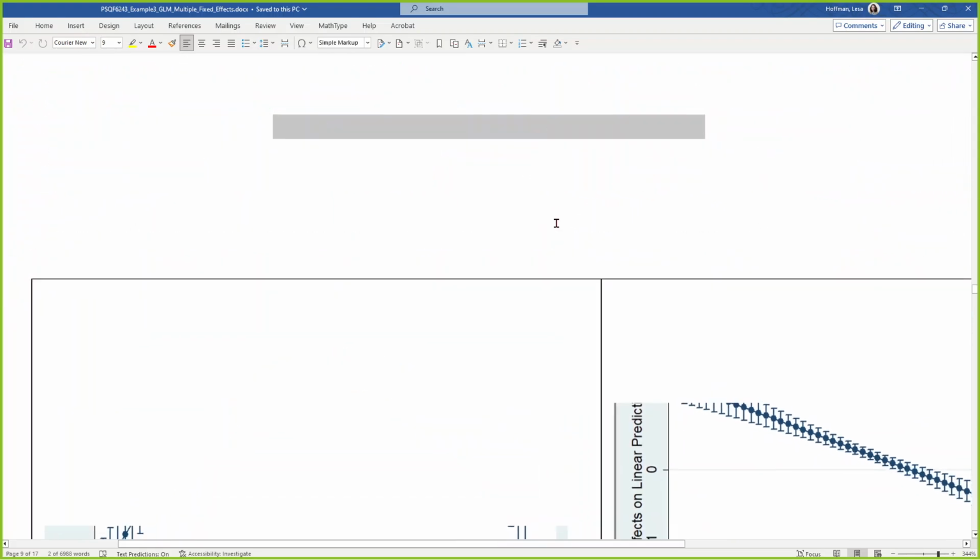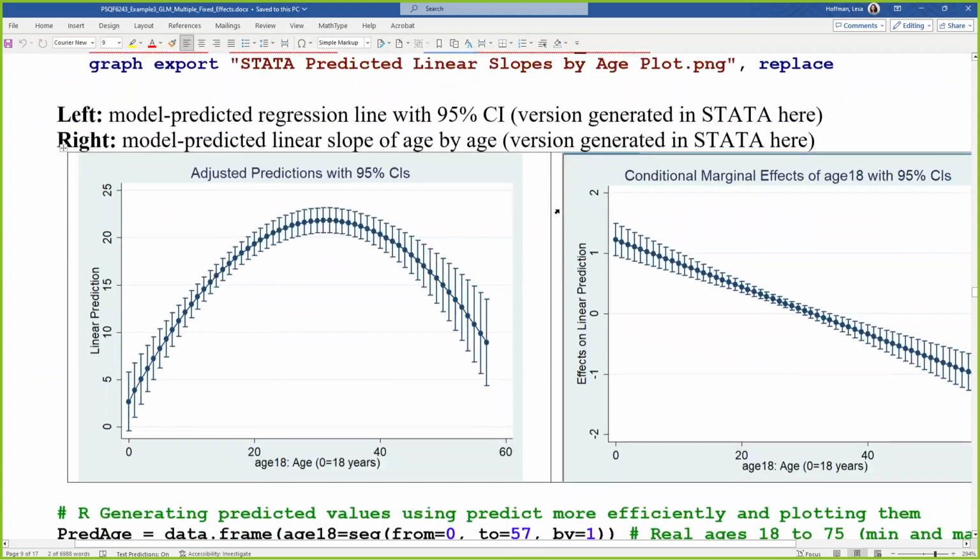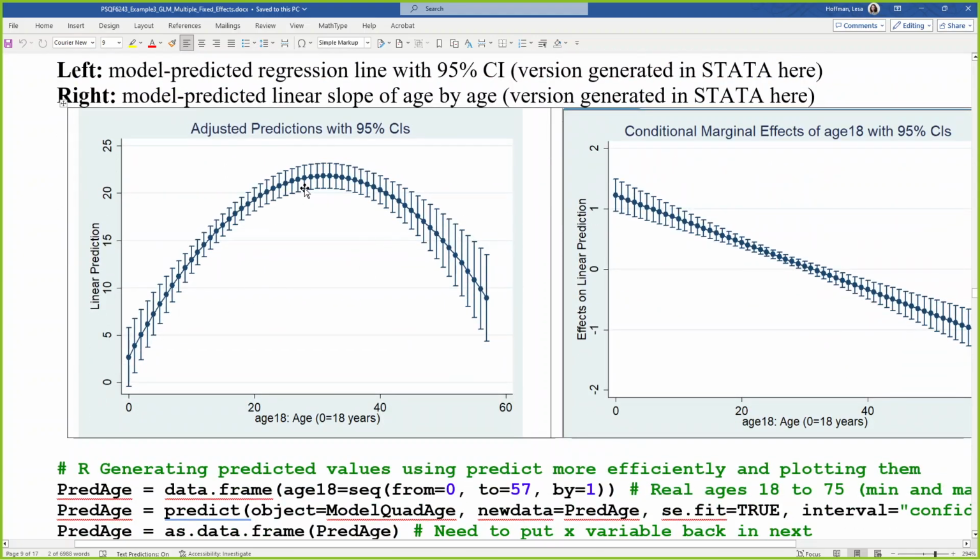So I made those two pictures and showed them here. This is what the model predicts income to look like. And note the standard error bars. They're skinniest in the middle towards the mean of age, and they get wider as you move away.